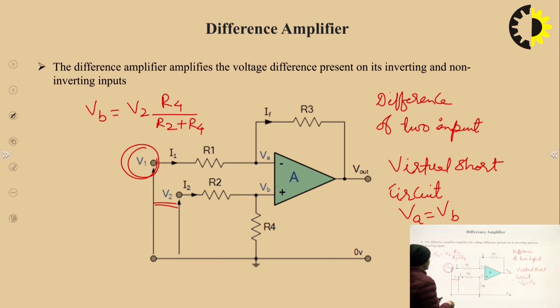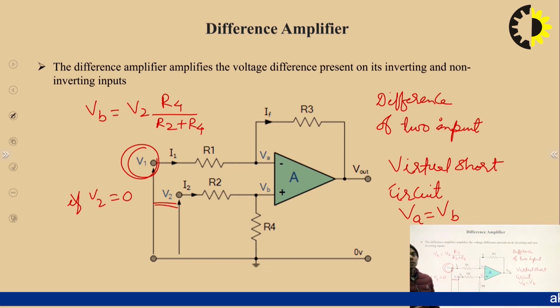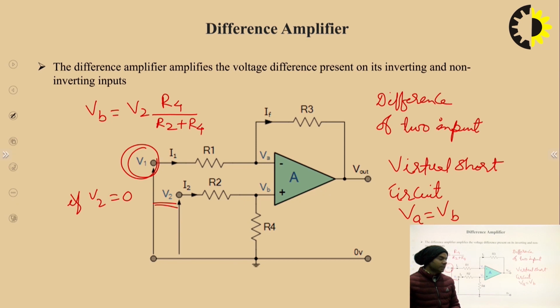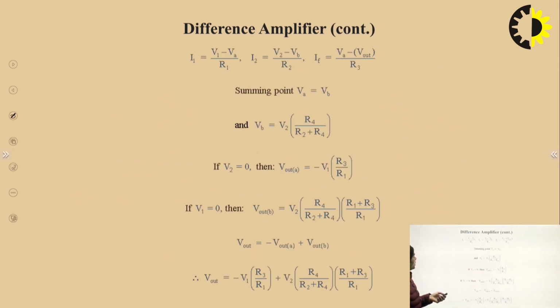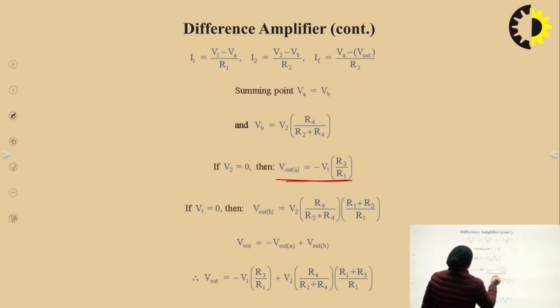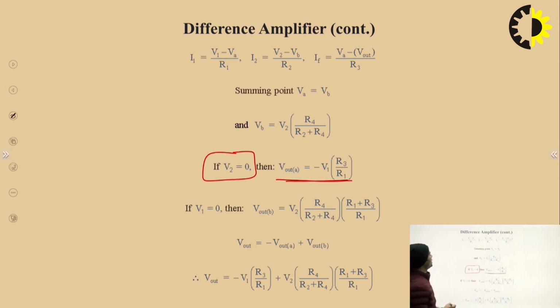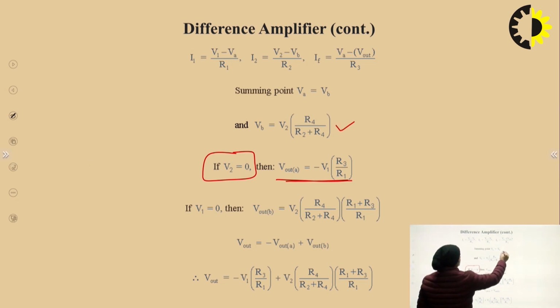So if V2 is equal to 0, then this circuit will convert into the inverting operational amplifier. And you know, the gain of an inverting amplifier is minus this resistance divided by this resistance, and to get the output we will multiply minus R3 upon R1 by V1. So you will get V output A by this if we consider V2 is equal to 0. The rest of the thing we have already discussed.